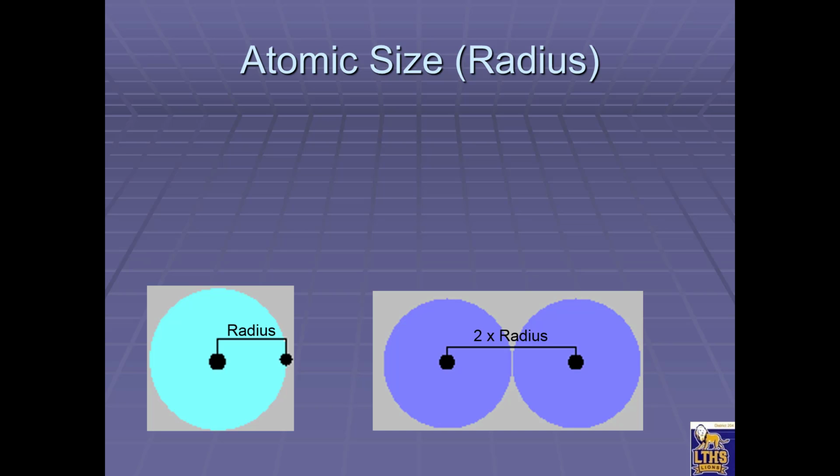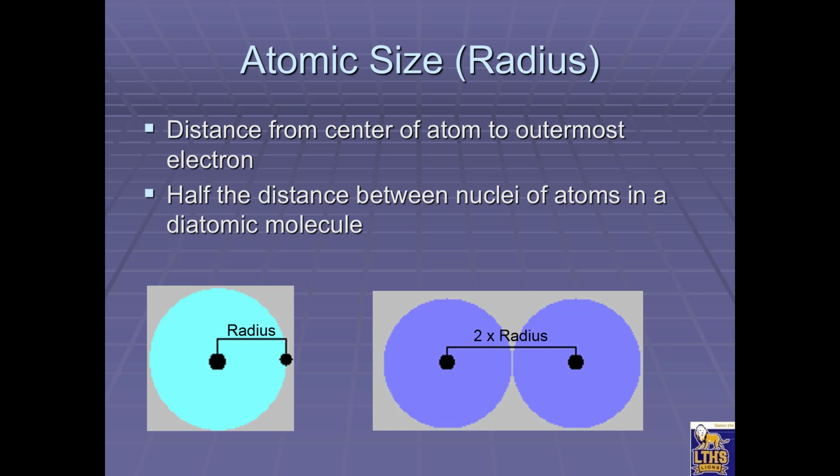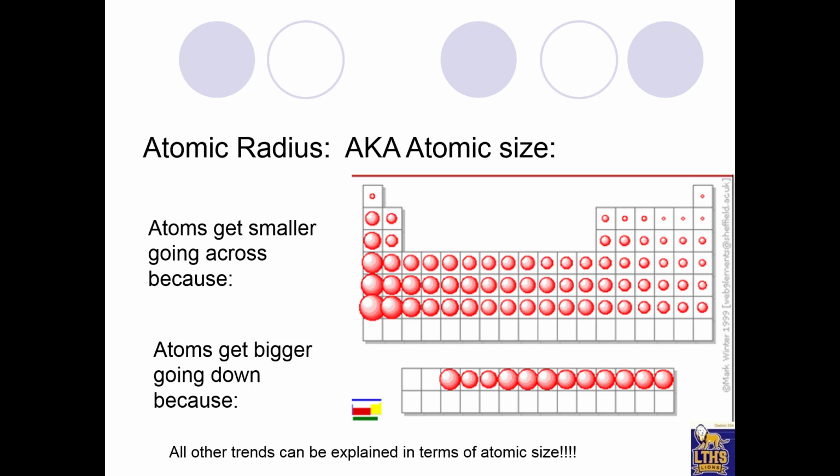So, atomic size. What the heck is atomic size? Well, when we talk about atomic size, we're talking about the distance from the nucleus to the outermost electrons. So if you have two atoms bonded together, half of the distance between their two nuclei is the radius. Okay, so atomic radius.